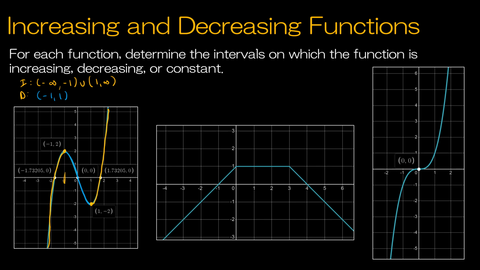For my next graph, it appears to be increasing from negative infinity up to 0. Again, we only care about the x value where that changes. From 0 over to 3, it appears to be constant. So constant is from 0 to 3. And notice these are all open intervals. We never would close an interval when we're talking about increasing, decreasing. And then it would decrease starting at 3 and going on to infinity.